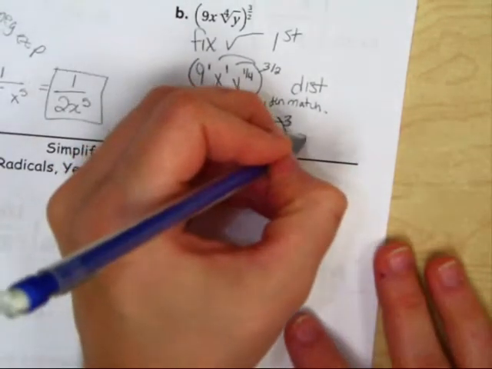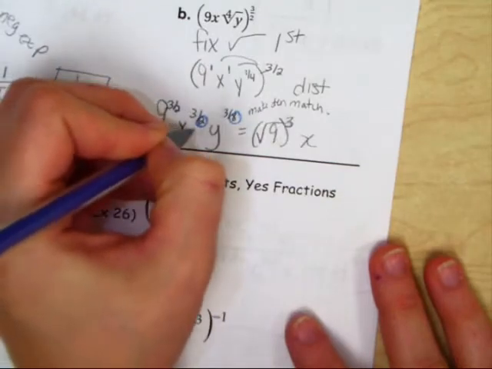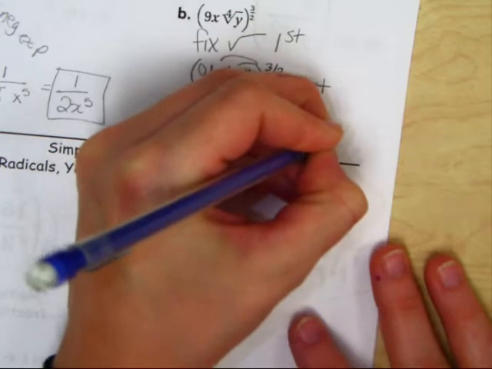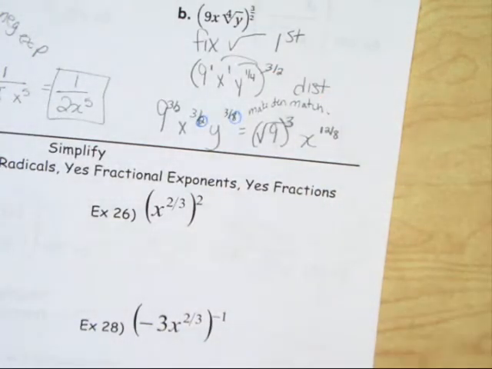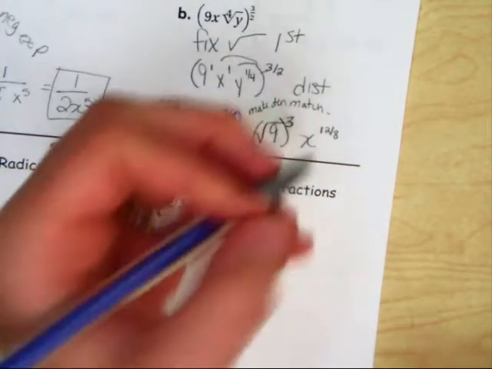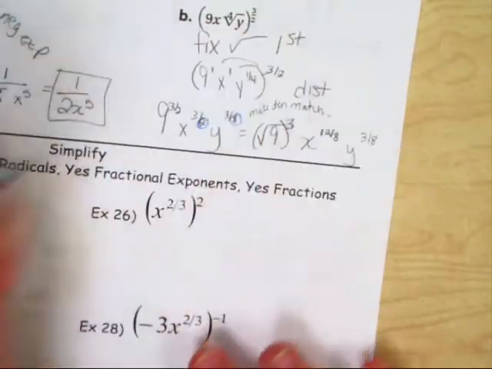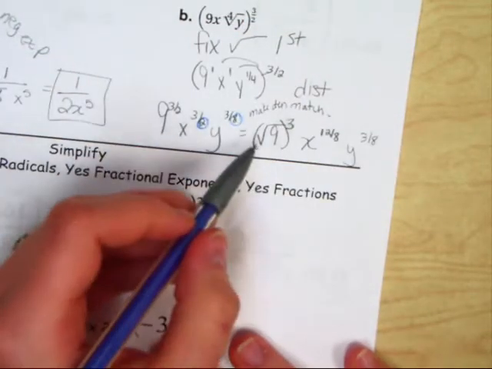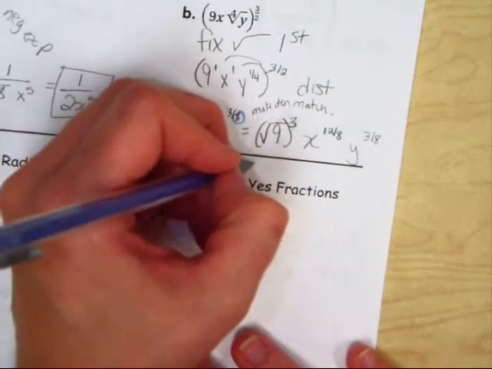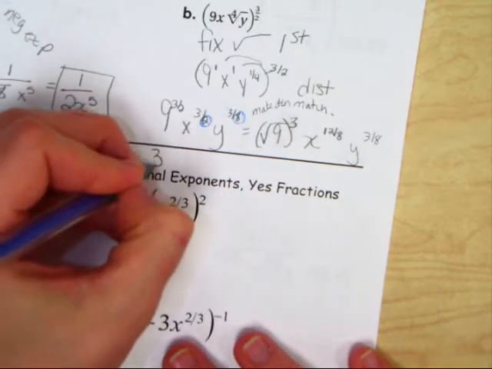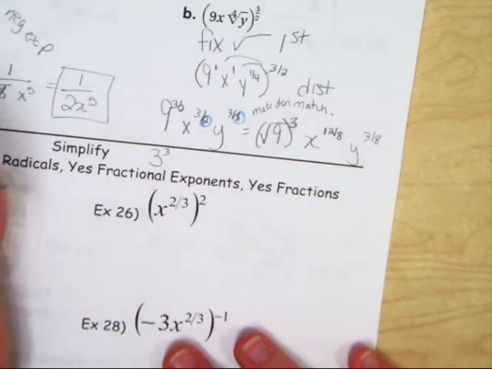Now to make those denominators match, we're going to have to make x to the 3 over 2 into 12 over 8. That's the same thing as 3 over 2. And y to the 3 over 8. The square root of 9 is 3. I'm going to have to work right here now. The square root of 9 is 3, which needs to be cubed.